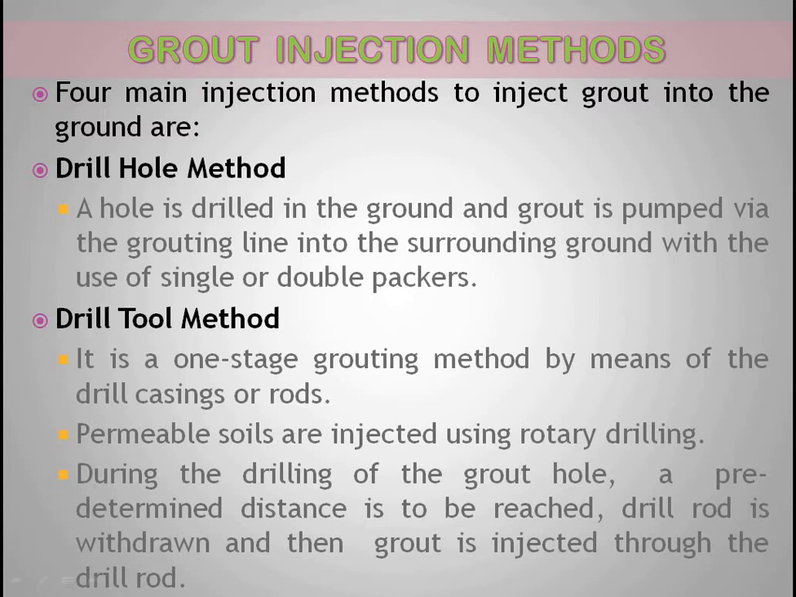So we have briefly discussed what grouting is, the different types of grout materials, and the basic aspects of grouting. Now let us move on to the grout injection methods. There are four main injection methods which are employed to inject grout into the ground. The first method is the drill hole method.